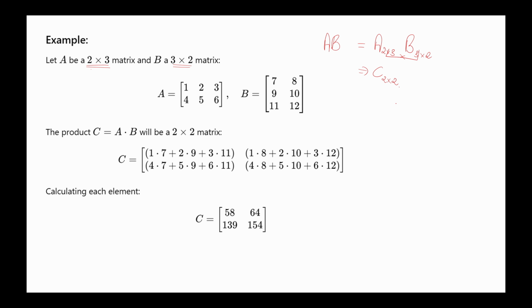Now how am I going to find out each and every element of C? It is simply going to be multiplying the corresponding row with the corresponding column. To find out the first element, C11, I multiply this row and this column. So you can see that 1 into 7 plus 2 into 9 plus 3 into 11. 1 gets multiplied with 7, 2 gets multiplied with 9, 3 gets multiplied with 11, and all these three are added to get our first element. So this becomes 58. Now for the second element, we perform the same operation again, but in a different way.